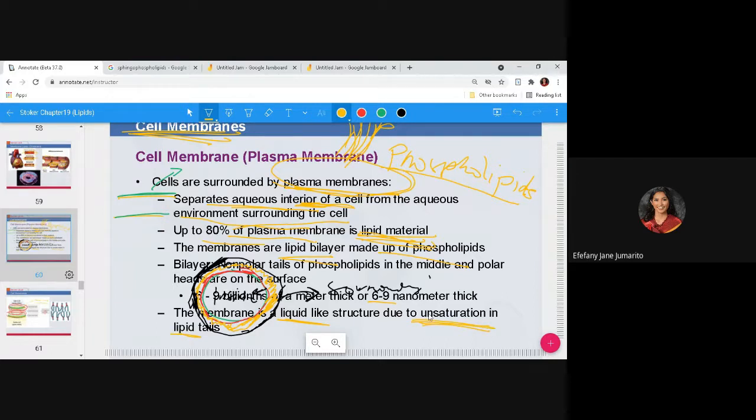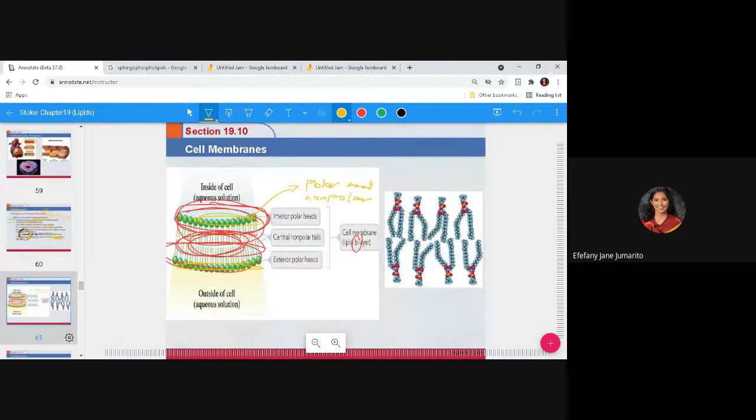Remember that when the fatty acid is unsaturated, it is liquid at room temperature. Unsaturated fatty acids are liquid at room temperature. That's why your membrane is liquid-like. Your saturated fatty acids are solids at room temperature, for example butter and margarine, while unsaturated fatty acids are liquid at room temperature, for example oil. So you review that one. Now we have this one.